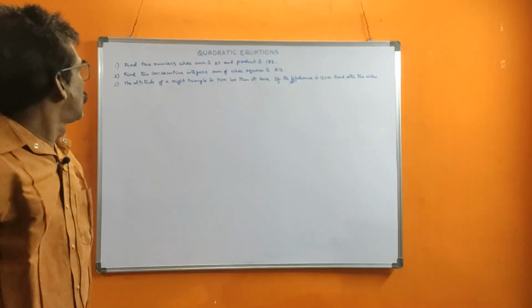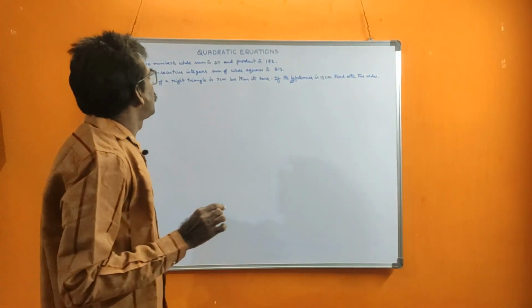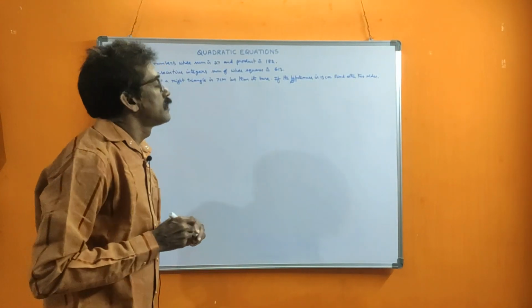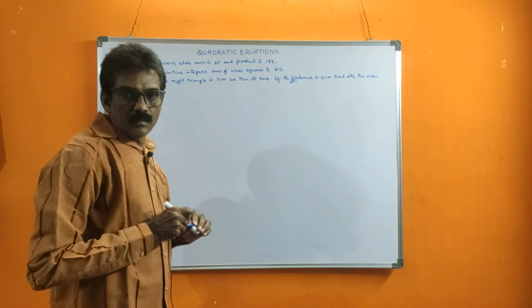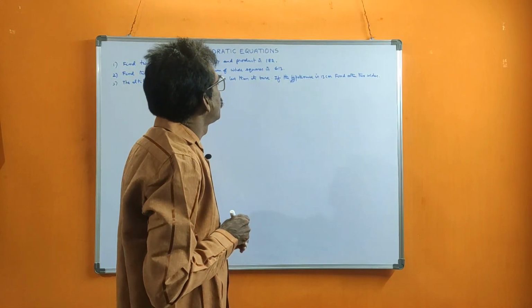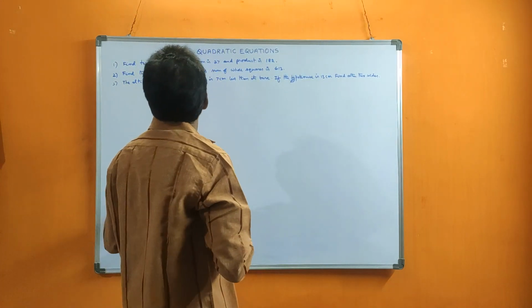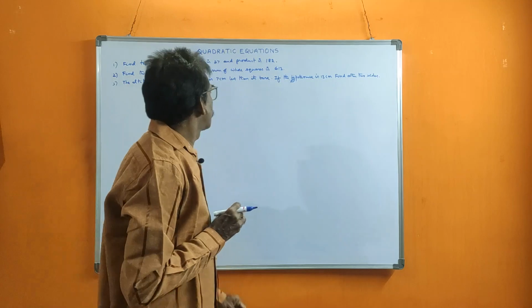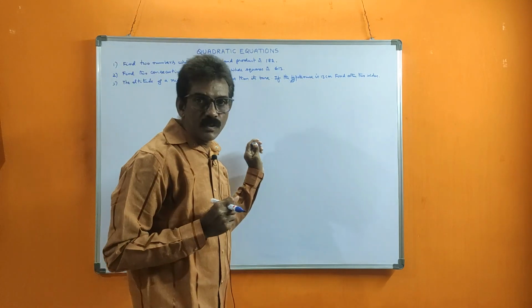The next one is: find two consecutive integers, the sum of whose squares is 613. Sum of whose squares is 613. That means what? Consecutive integers. Find two consecutive integers.